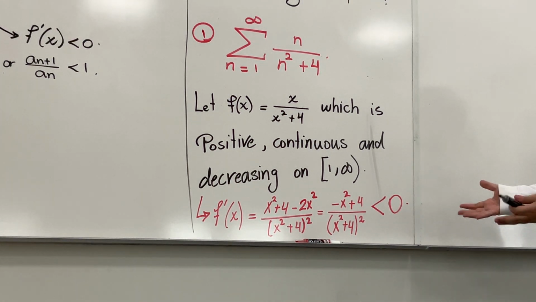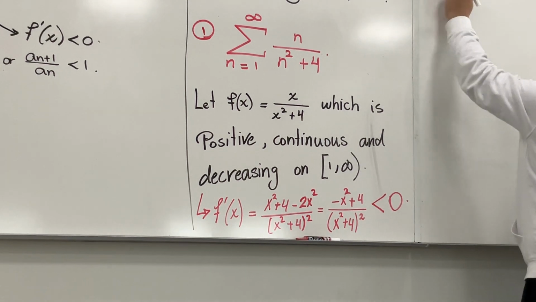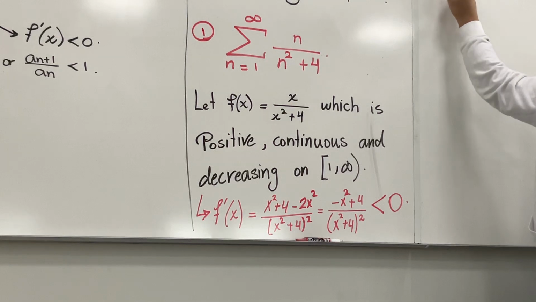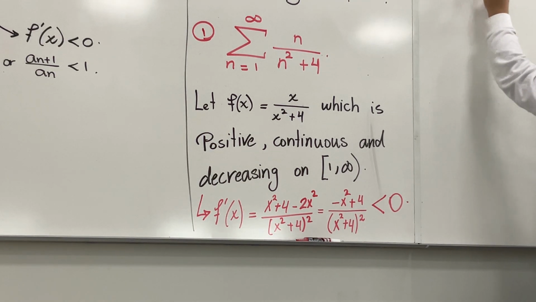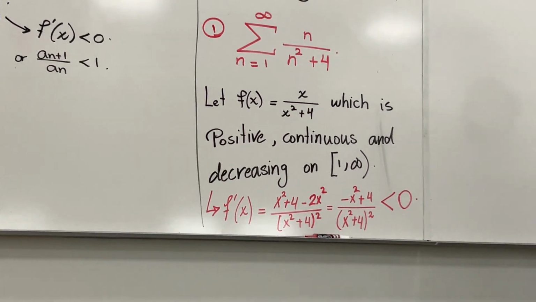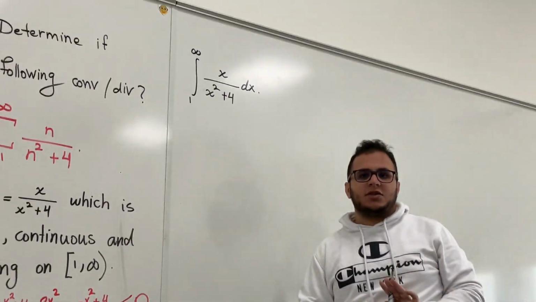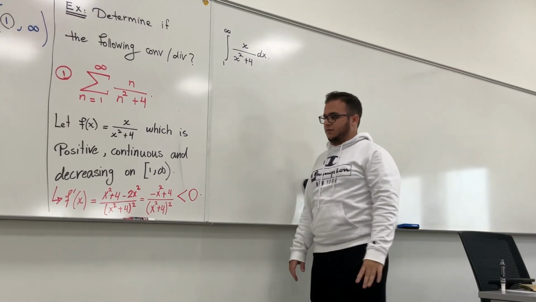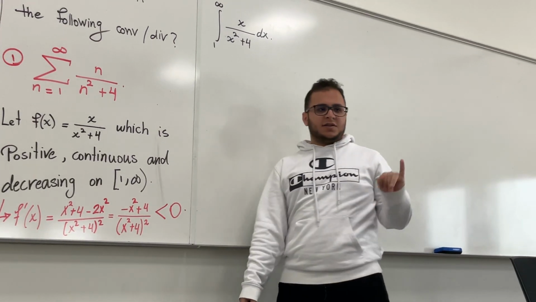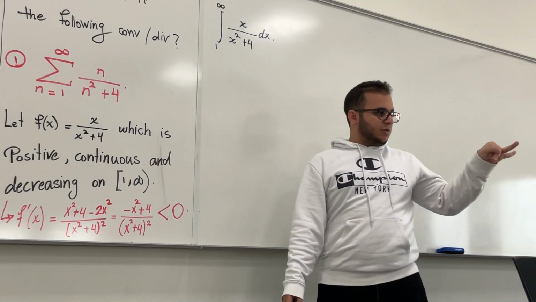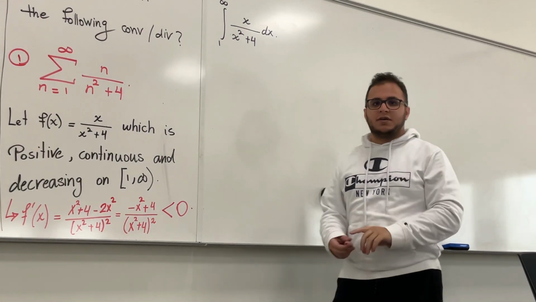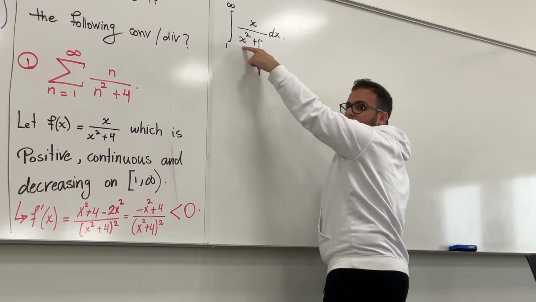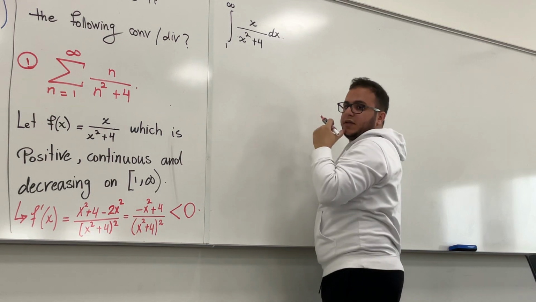I still didn't solve. So now we're going to take the integration from 1 to infinity of x divided by x squared plus 4. Now this is testing your integration skills. How do I do this integration? I told you, it's either a simple one, substitution, or by parts. So this is a substitution. I can see a function and its derivative, right?